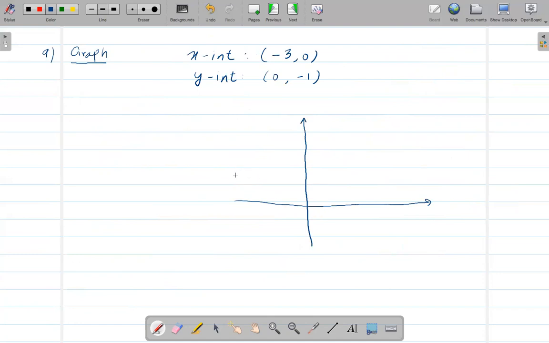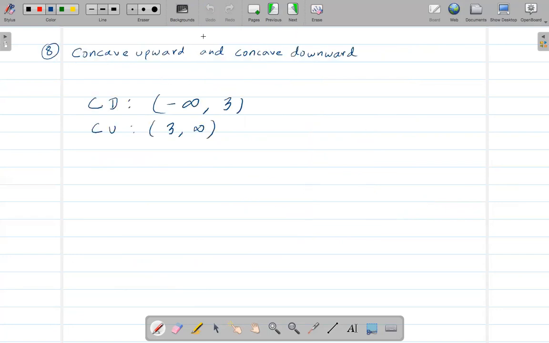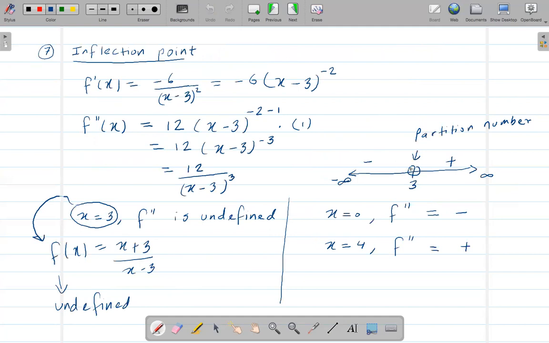So the horizontal asymptote was, this is 1, right? And the vertical asymptote was 1, 2, 3, so this is 3. Now here we can also see that anything on the left-hand side is negative, so that means it's concave downward. Concave downward means it's going to look something like this. And on this region, it's concave upward because we have plus, so it's going to be something like this.